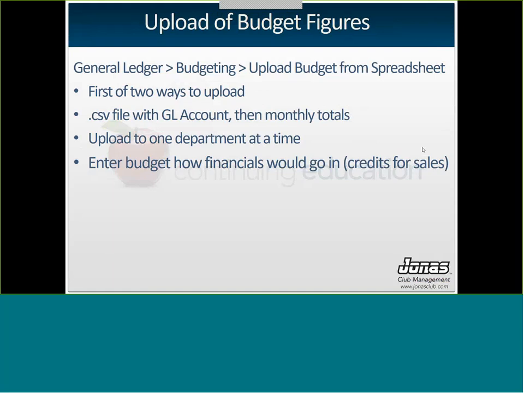So the two options you have are either to do one department at a time, so that means you have one department on one spreadsheet, or you can do all departments at a time, which means that you need the department noted on the spreadsheet. So we'll talk about the first option, which is upload budget from spreadsheet. This is one department on one spreadsheet, so you can only do one department at a time.